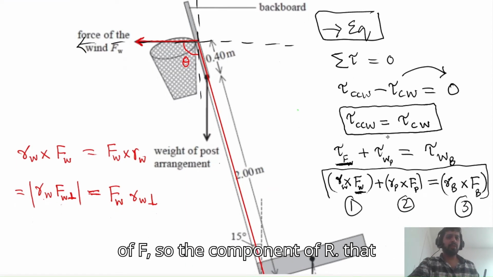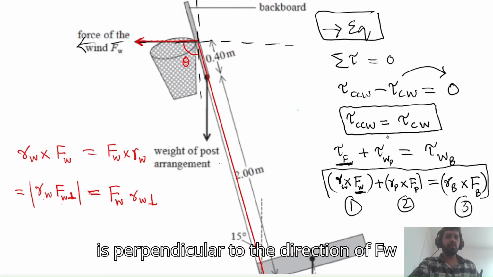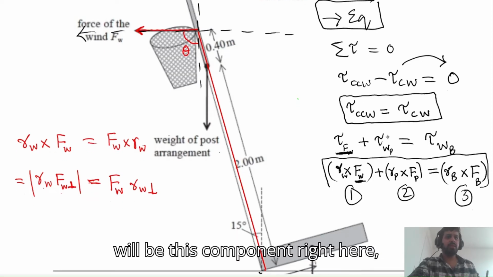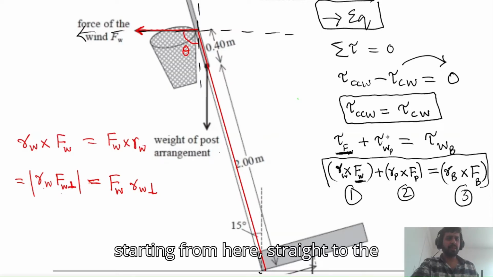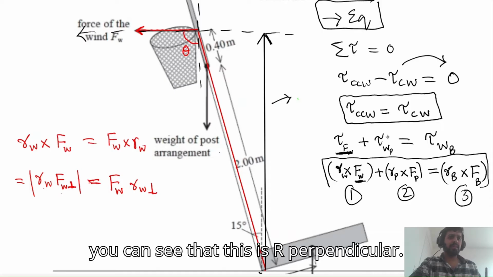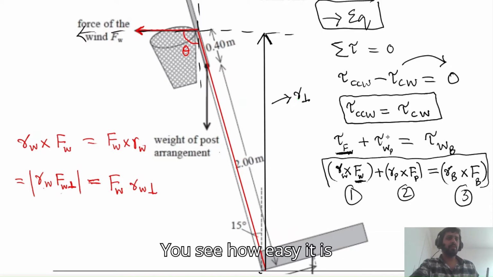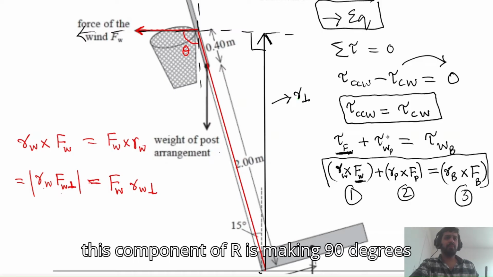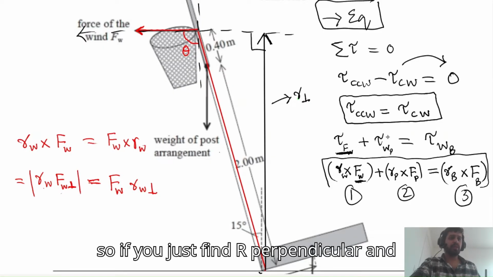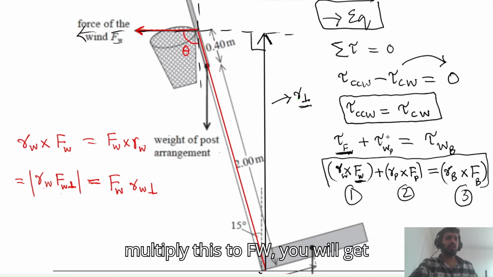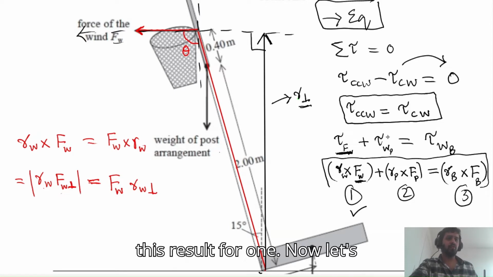So the component of R that is perpendicular to the direction of Fw will be this component right here, starting from here straight to the x-axis. You can see that this is r perpendicular. You see how easy it is? This component of r is making 90 degrees with the direction of f. So if you just find r perpendicular and multiply this to fw, you will get this result for 1.